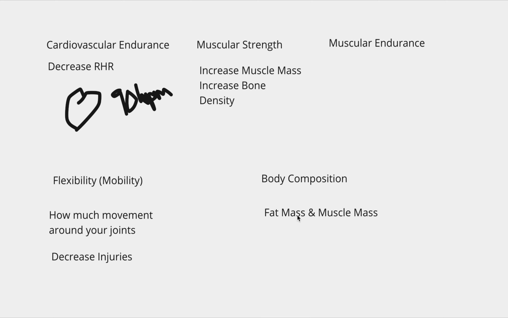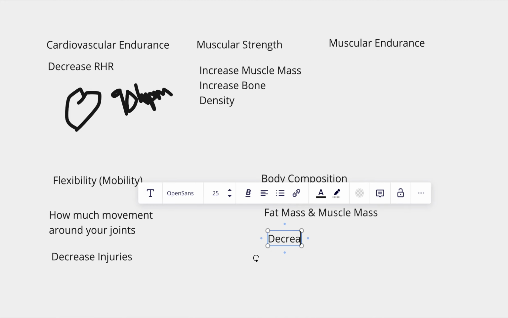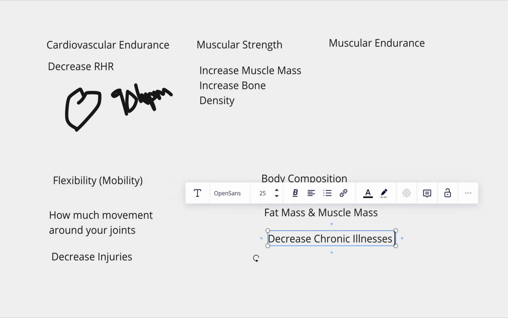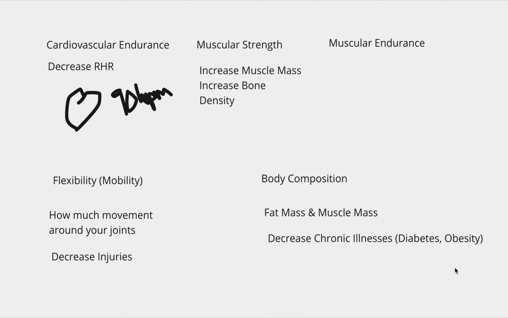So body composition is very important. The goal here is longevity, ultimately, with your body composition. You want to decrease chronic illnesses. You don't want to end up having such things as diabetes, obesity, etc. So with body composition, you want to decrease all of that kind of stuff.